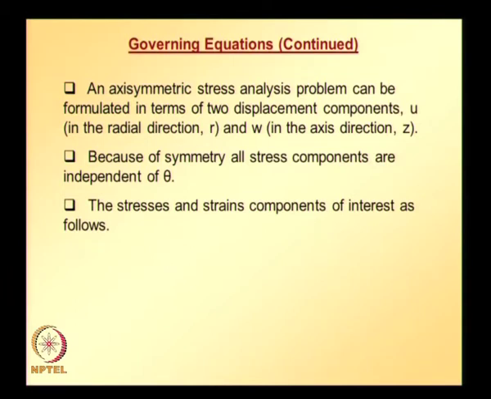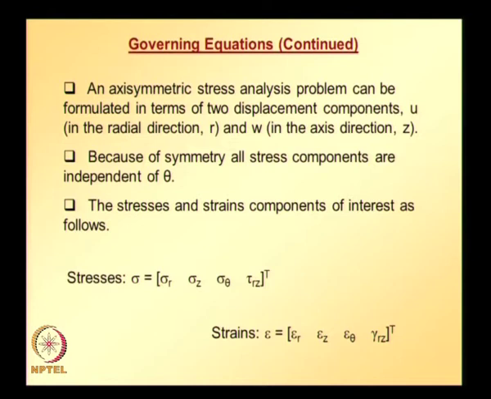Stress and strain components of interest are as follows: 4 components of stress, sigma r, sigma z, sigma theta, tau r z. All these components are put together in a vector denoted with the letter sigma. Similarly, strains epsilon r, epsilon z, epsilon theta, gamma r z are put together in a vector denoted with epsilon. So, 4 components of stresses, 4 components of strains.